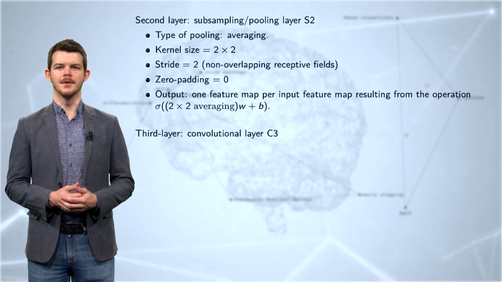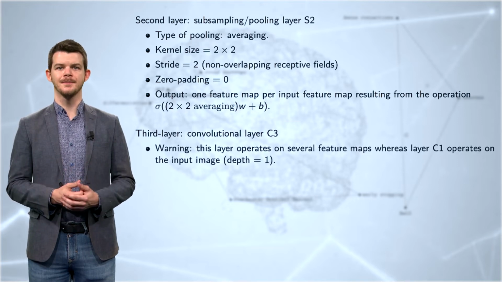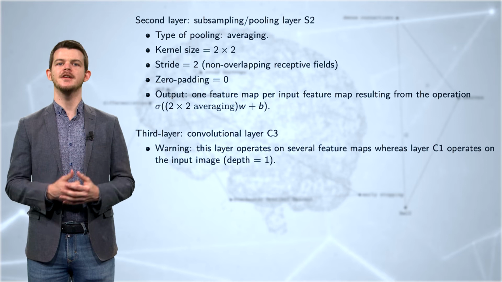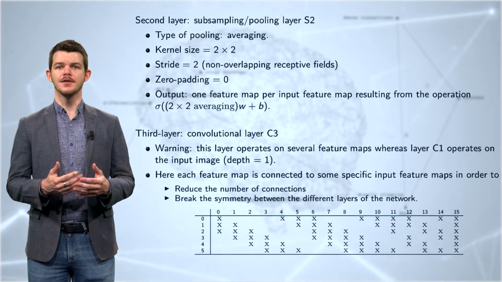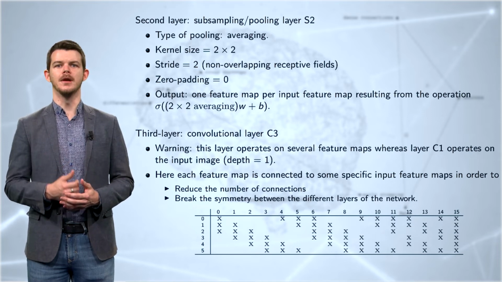The third layer is again a convolutional layer. Contrary to the first one, it operates on an input volume of depth 6. A specificity of this layer is that the convolutional kernels do not operate on the whole depth of the input. Instead, for each kernel, we set in advance on which feature maps it operates. This is represented in the table below.